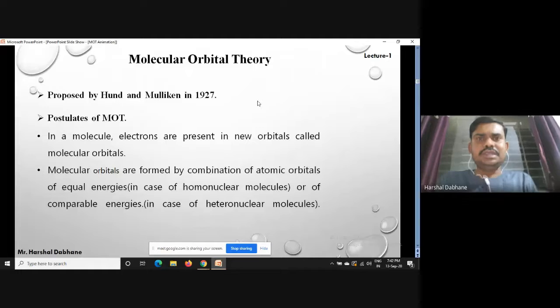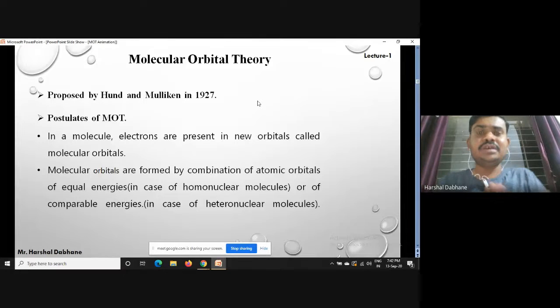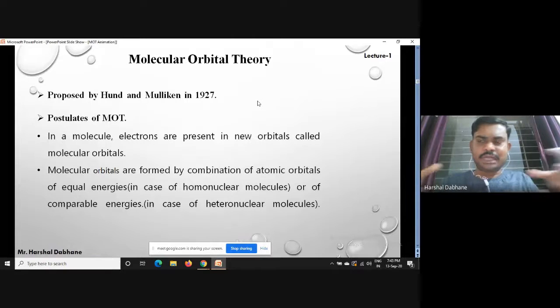The first postulate is that in a molecule the electrons are present in a new orbital called the molecular orbital. So simply I will tell you what molecular orbital theory is. We have atoms, and two atoms combine and we get a molecule. The orbital of an atom is the atomic orbital. When atoms combine, we get a molecule, and the molecule has orbitals, which are called molecular orbitals.